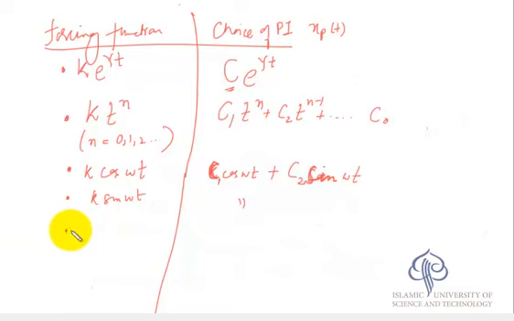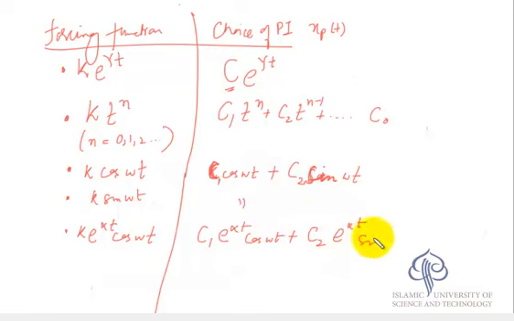If it is, for example, say k e to the power alpha t cos omega t, you should get c1 e to the power alpha t cos omega t plus c2 e to the power alpha t sine omega t, because this is the form of the general derivative that you will get. So basically this is what you're going to do.